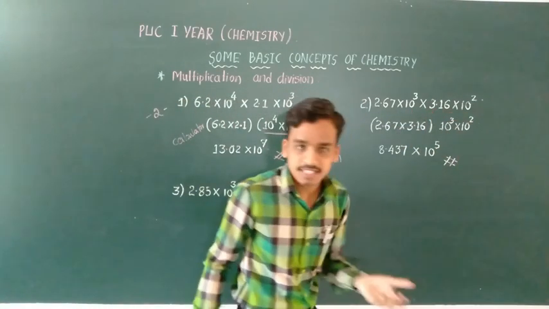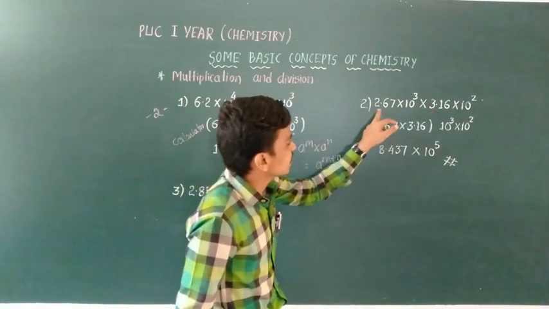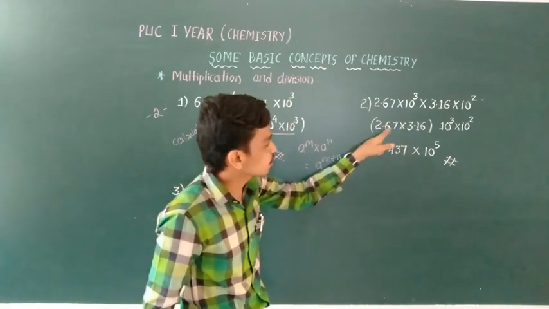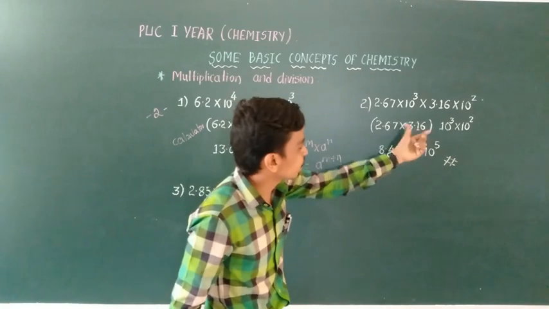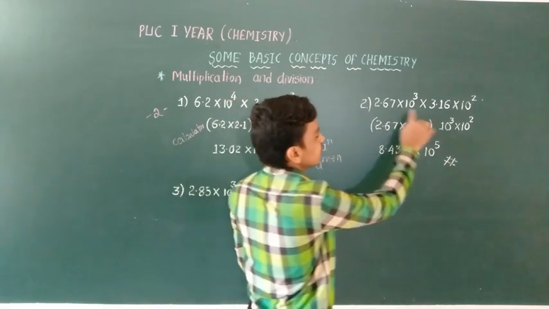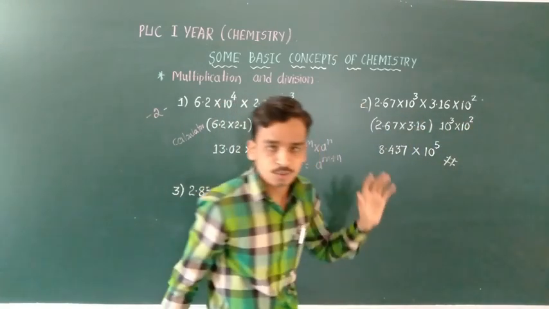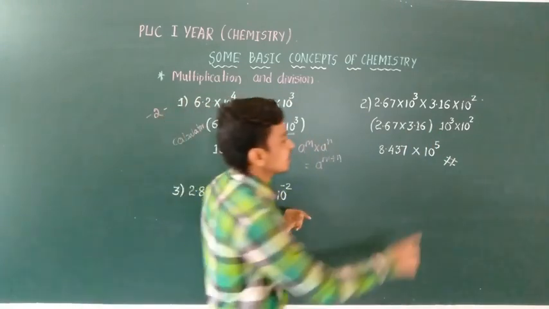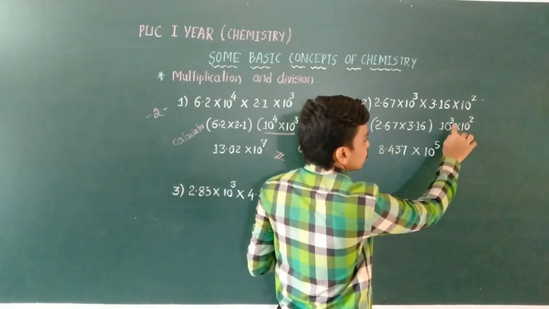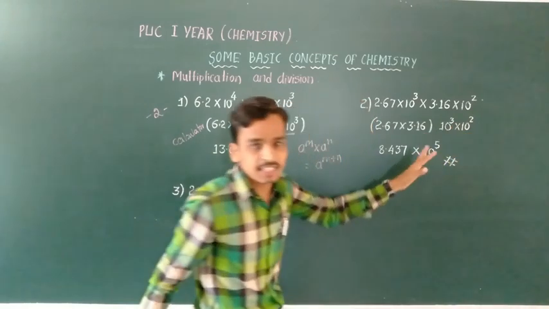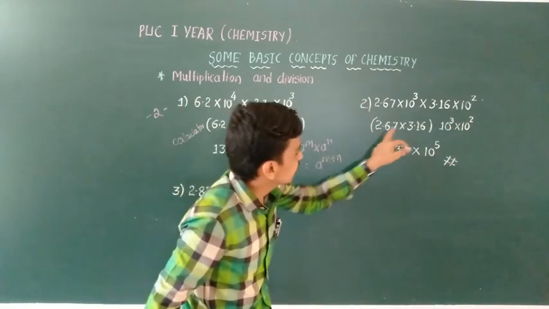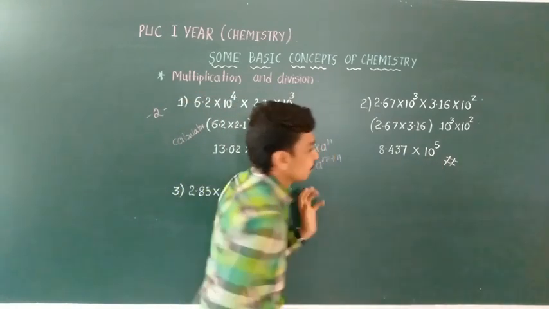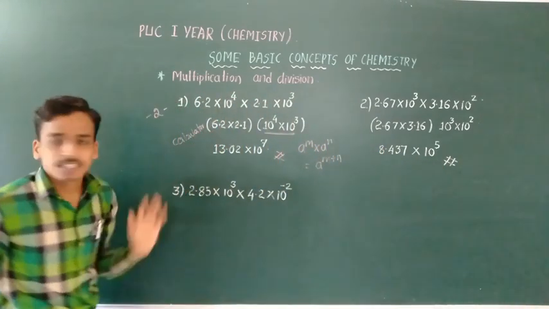Similarly, I will continue with the second problem. Once again it is the same method. 2.67 into 3.16, you have to rearrange these terms. It is 2.67 into 3.16, and what is remaining? 10 raised to 3 into 10 raised to 2. Again it is of the form a raised to m into a raised to n, therefore it becomes 10 raised to 3 plus 2, that is 10 raised to 5. After multiplying the numbers you get 8.437. That is regarding the multiplication.